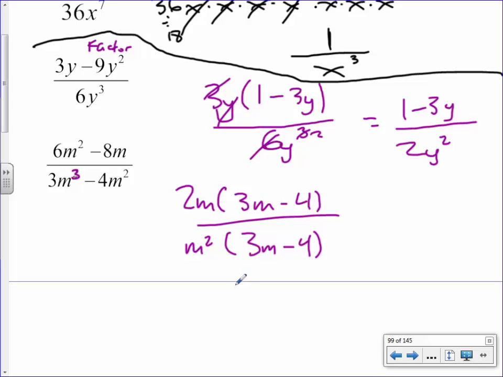Yeah. There's a purpose here, right? This 3m minus 4 and this 3m minus 4 are the same. Those can cancel. They are a binomial, and the binomial, by the way, is the exact same. If one of them was a plus, they can't cancel. If this was a 5, doesn't count. It has to be literally the exact same thing, but they do cancel.